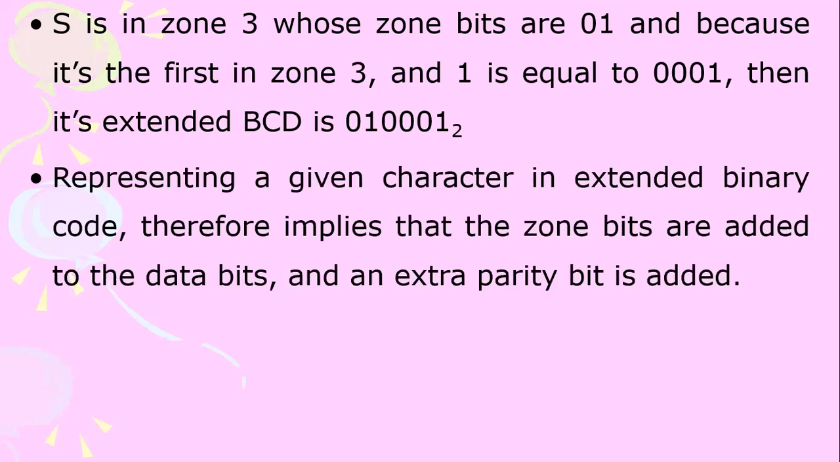So representing a given character in extended binary code therefore implies that the zone bits are added to the data bits and an extra parity bit is added. Let's now look at EBCDIC.